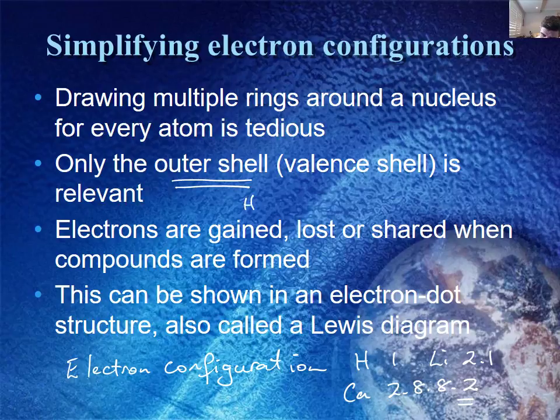So for hydrogen, we want to know that it's got 1. For lithium, we want to know that it's got 1. And for calcium, we want to know that it's got 2. So all of the other stuff that's happening inside those inner shells is less important when the electrons are being gained, lost, or shared during the formation of compounds. One way of showing this is using a structure called an electron dot diagram or structure, or a Lewis diagram.